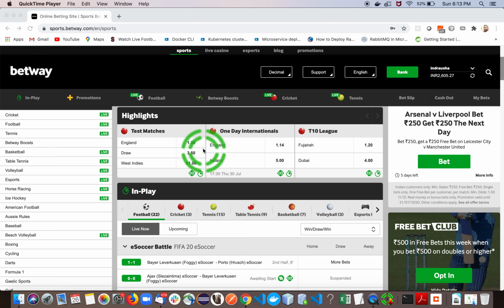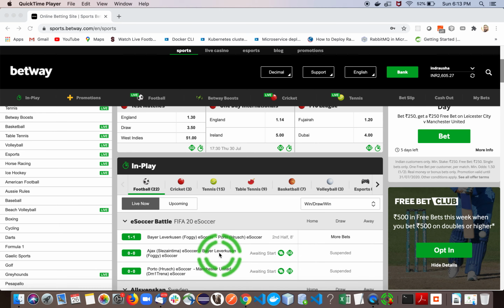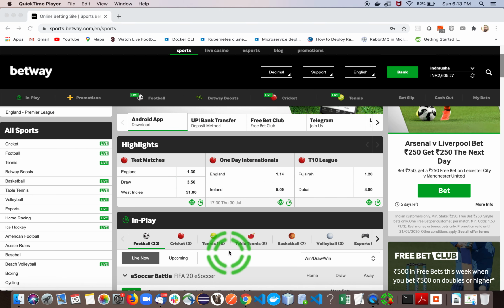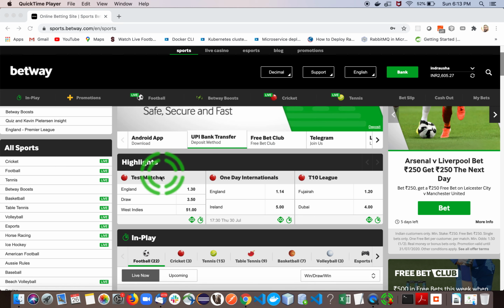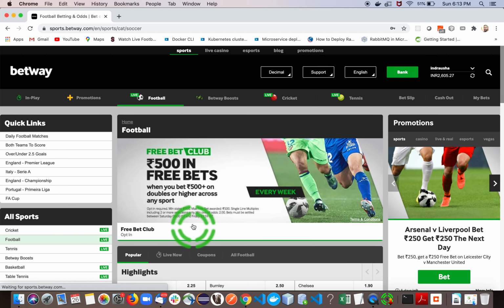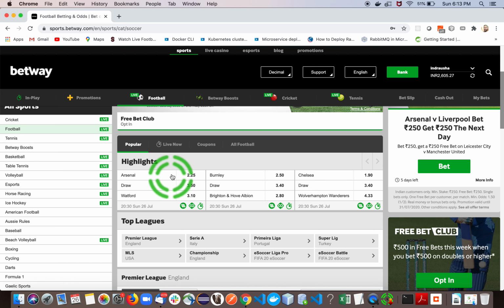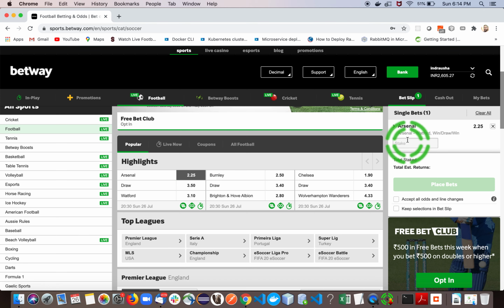So for example, we want to bet on a match of the English Premier League. We need to find it. We can find it in football. So here, suppose we have one match, right? Arsenal versus Watford. For example, we want to bet on this match. Suppose we are backing Arsenal to win against Watford. So what can we do? We need to select it. Right now we don't put any stake here, because we want to try double bets. So we will not put anything here right now.